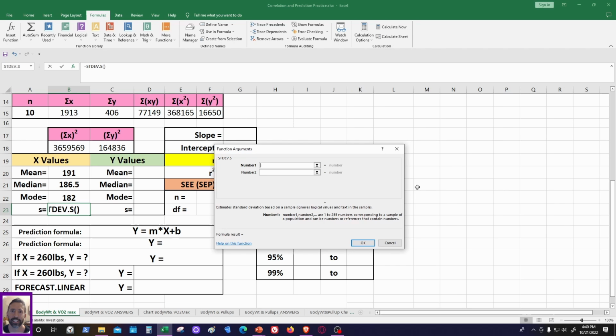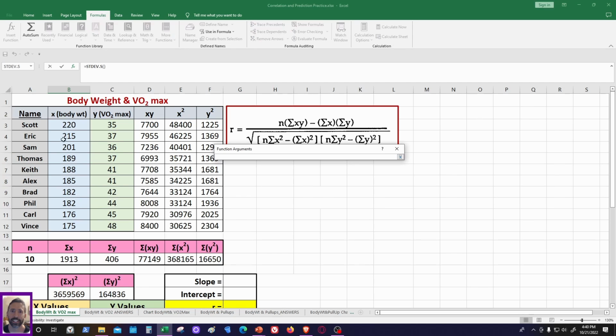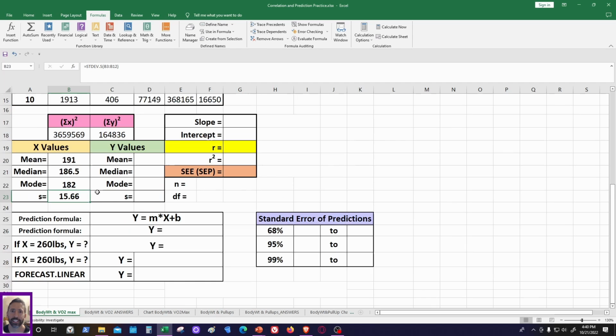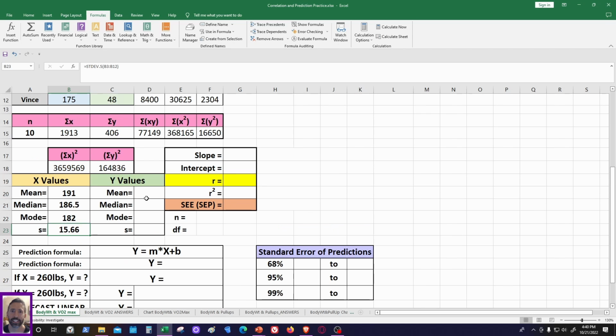We're going to hit OK and select all of our X values and put them in. Hit OK. And there is our standard deviation for body weights. Okay, let's go ahead and do the same thing over here for our Y values.